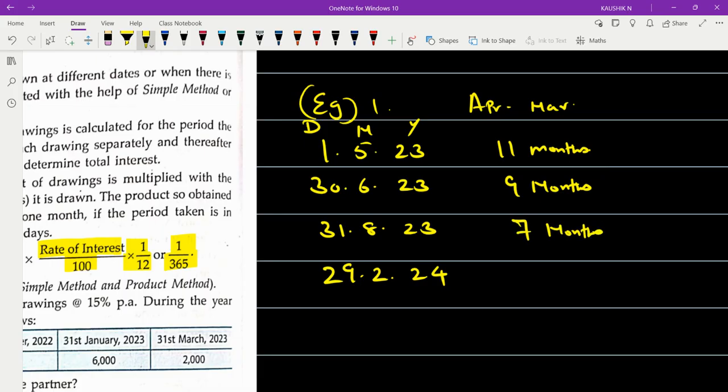Here it is the end of February, so Feb will not be taken into account. March will be taken. So 1 month. So you can see you have some months, and all these are left over in terms of months. When you have months, you'll divide by 12. Okay, you can use 12.